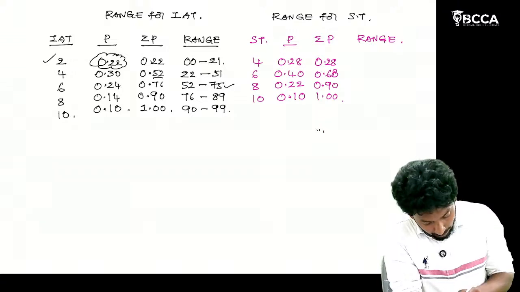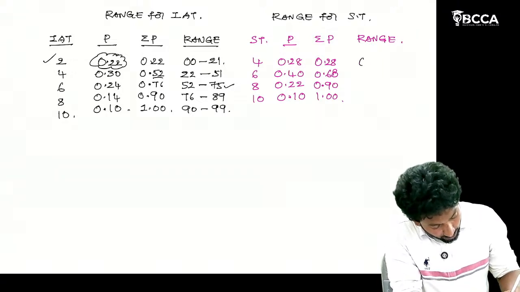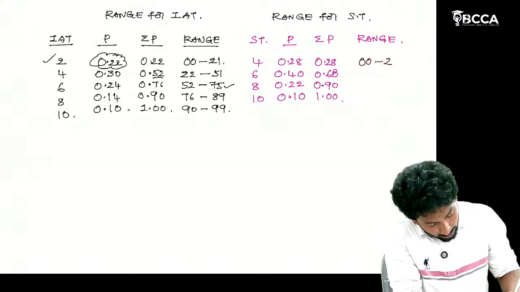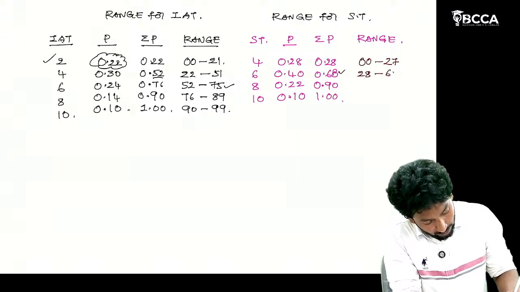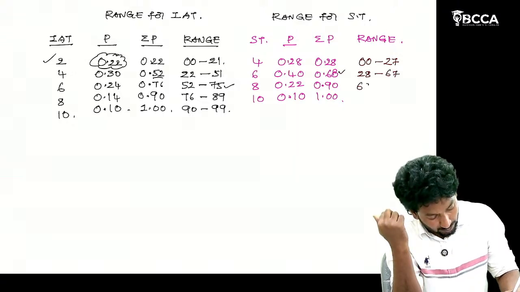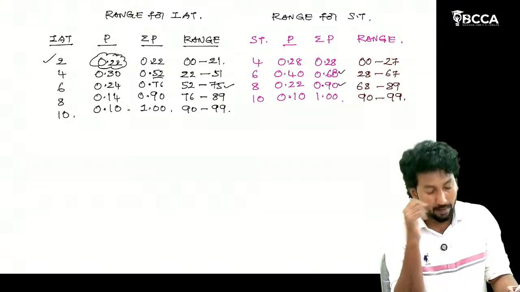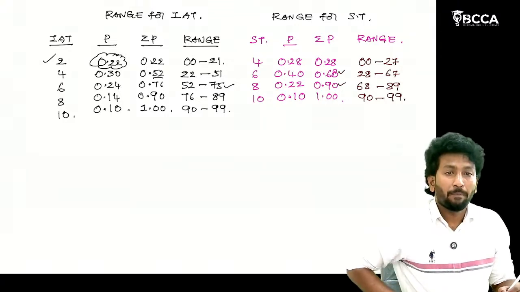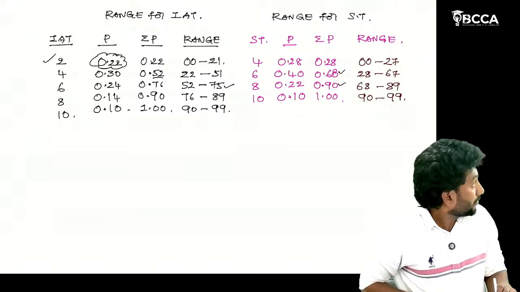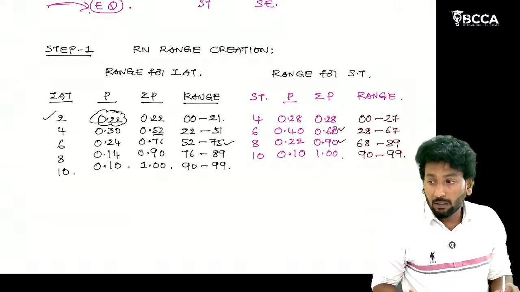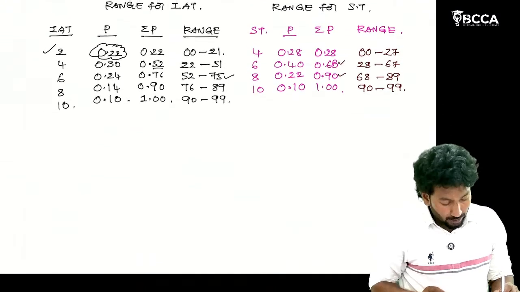To write the range, for the first decision variable 4, start with 00 and end with 27, since here we have 28 probability. Next one, start with 28, here we have 68, so end with 67. Next, start with 68, here we have 90, that means end with 89. Start with 90 and end with 99. Okay. So clearly we have written random number range for inter arrival time and for service time also.